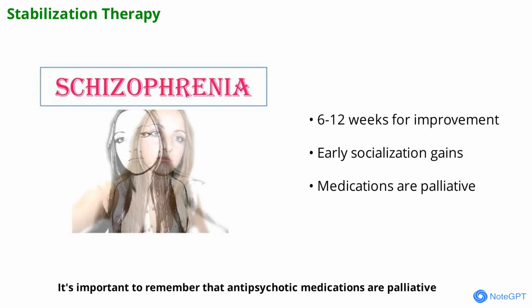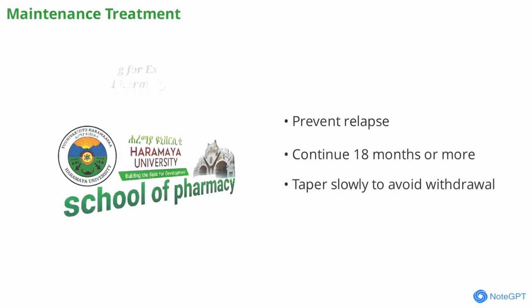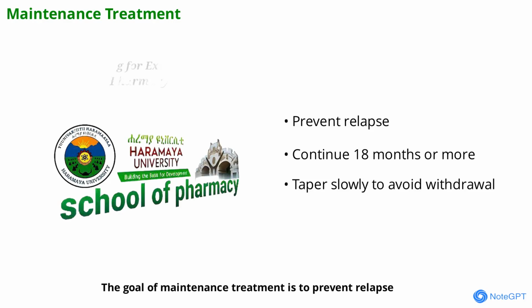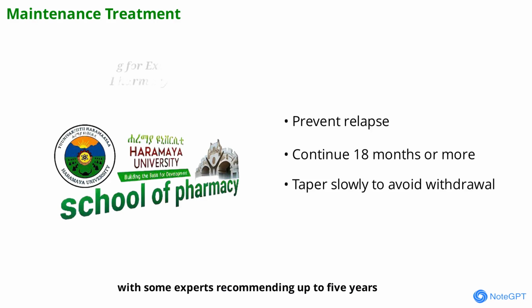It's important to remember that antipsychotic medications are palliative, not curative. The goal of maintenance treatment is to prevent relapse. Medication should be continued for at least 18 months after remission, with some experts recommending up to 5 years and lifelong treatment for chronically ill patients. Tapering should be slow to prevent withdrawal symptoms such as insomnia, nightmares, headaches, gastrointestinal symptoms, restlessness, increased salivation, and sweating.